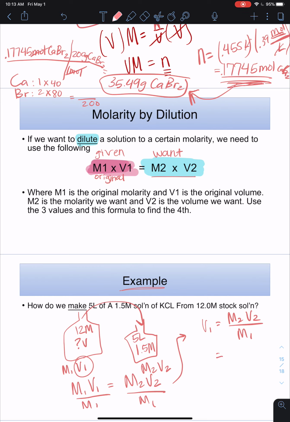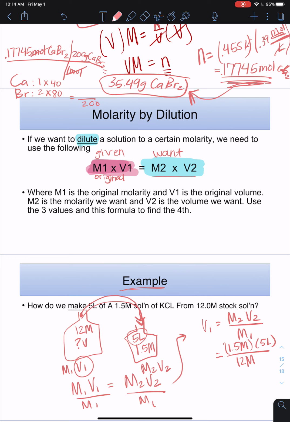So then you just plug in the numbers. Your M2 is going to be what you want, which is a 1.5 molar solution. Your V2 is 5 liters. That's how big you want your solution to be. That's how many liters you want. And it's all coming out of a 12 molar solution. So I need to know how much volume do I want to take from here to put it into there. And then the rest of that 5 liter will just be water.